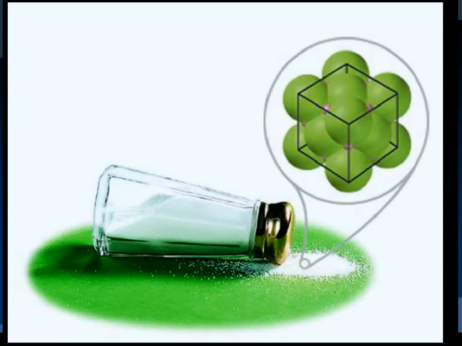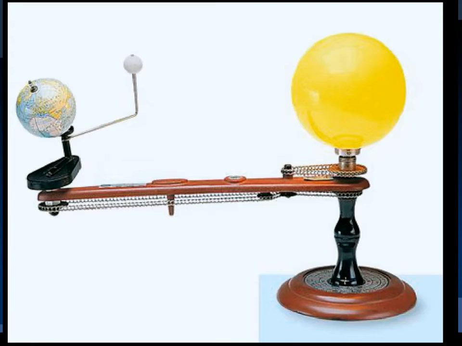Models are used to represent things that are too small to see, such as atoms. Models can also represent objects in the solar system that are too large or far away to observe in certain ways. For example, this model can be used to show how the movements of the Earth, the Moon, and the Sun result in the different phases of the Moon.